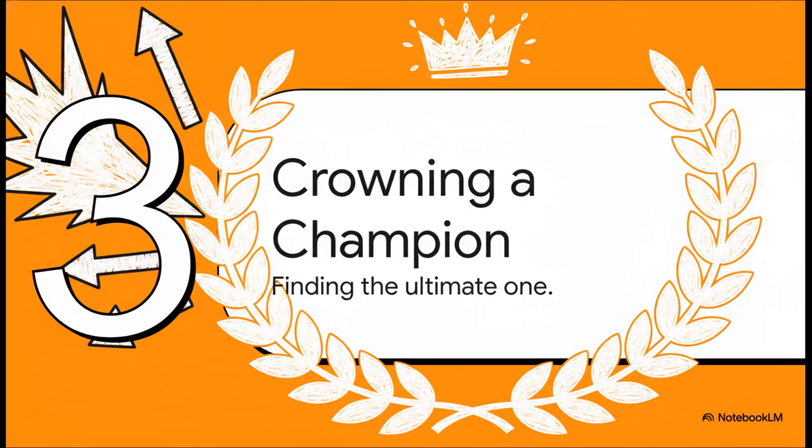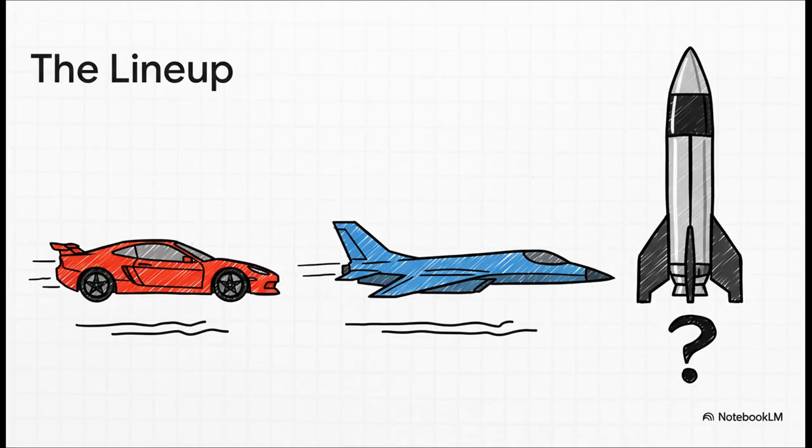So, we've handled two things, but what happens when the competition gets even crazier? This is where we get to crown a champion, to find the ultimate one. What if a third challenger shows up that just blows the other two out of the water? Okay, so here's our lineup. We've got the car, which is fast. We have the jet, which is faster. But now we have a rocket. So what do we call its speed? How do we describe that top-tier ultimate speed compared to the others?